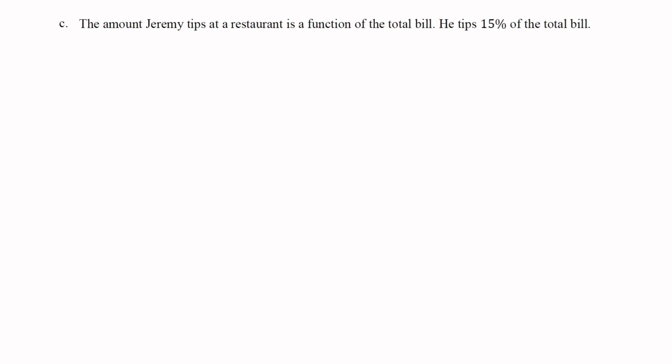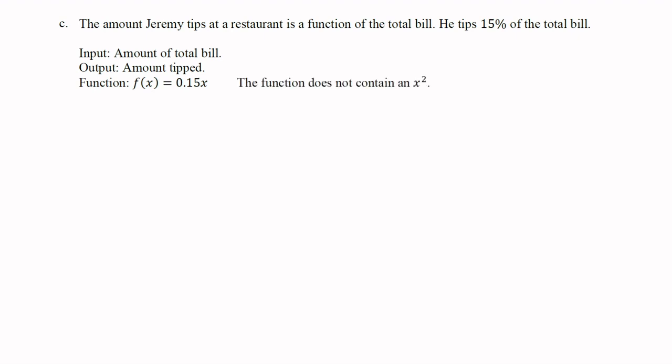The amount Jeremy tips at a restaurant is a function of the total bill. He tips 15% of the total bill. So the input here is the amount of the total bill. The output would be the amount tipped. So the function would be 0.15 times x, which is your total bill amount, and that would give you what his tipping amount would be. Well, that is a linear function. There is no x squared term, so therefore this is not a quadratic function.